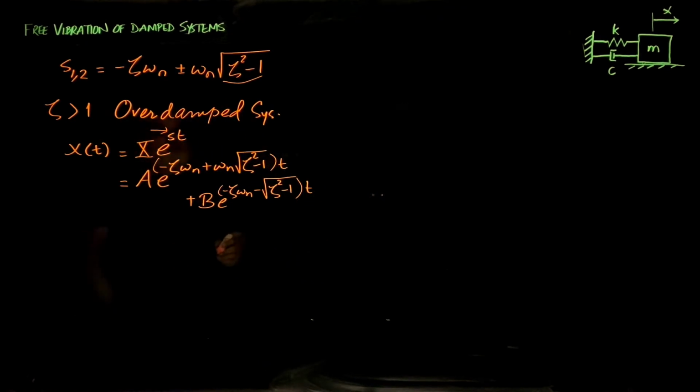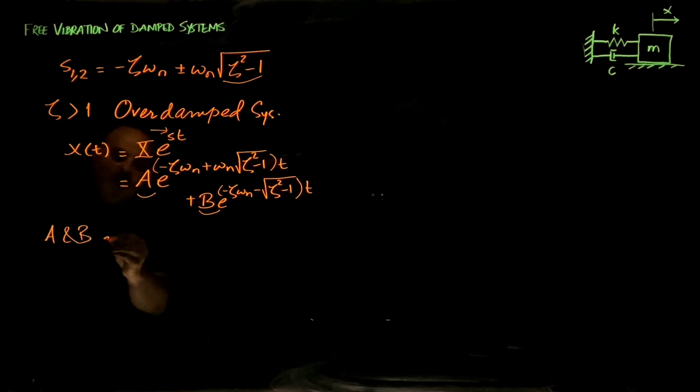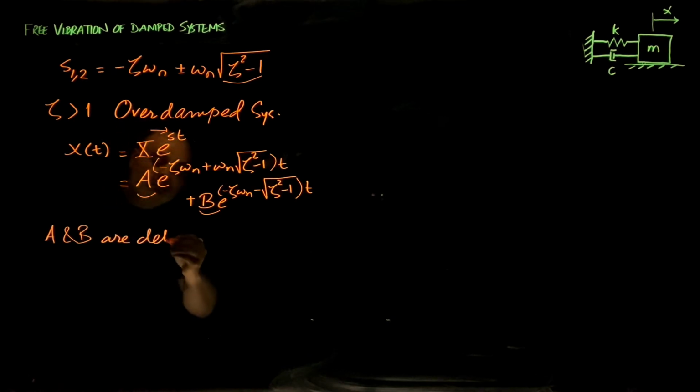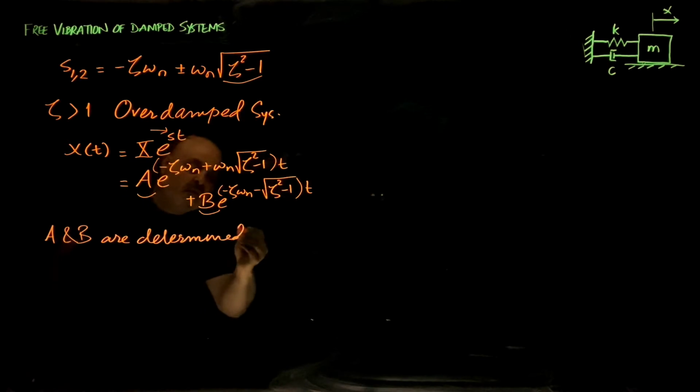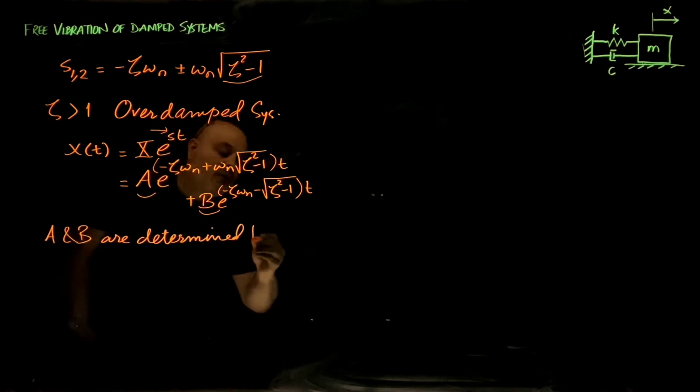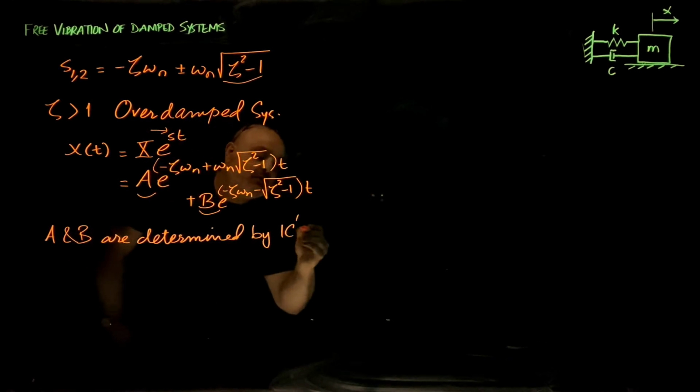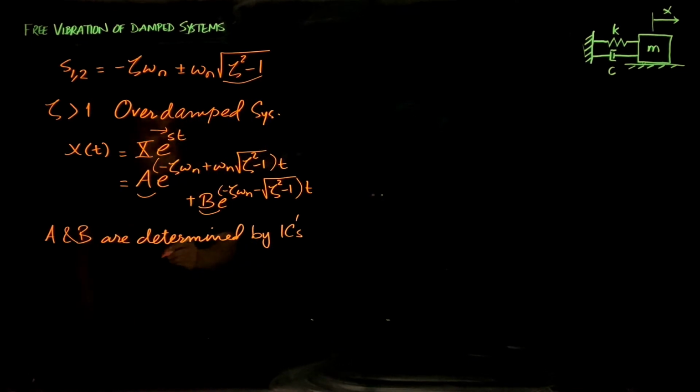Now, the a and b constants are determined by the initial conditions. We will have two initial conditions in the system, x of 0 and x dot of 0. So a and b are determined by the initial conditions.